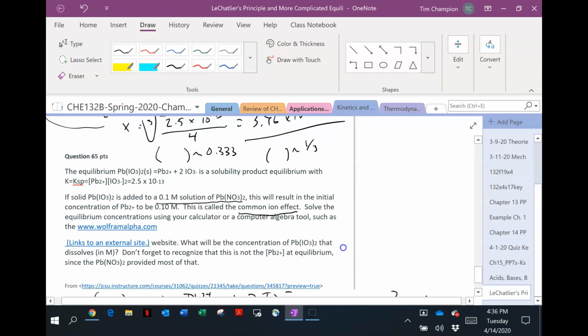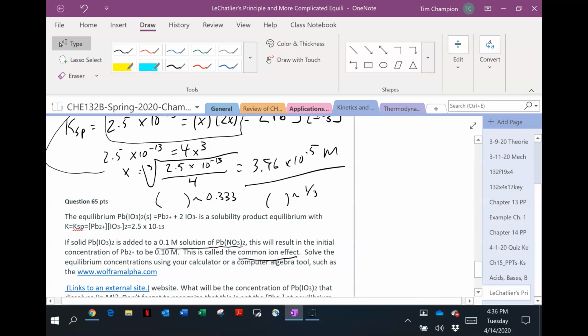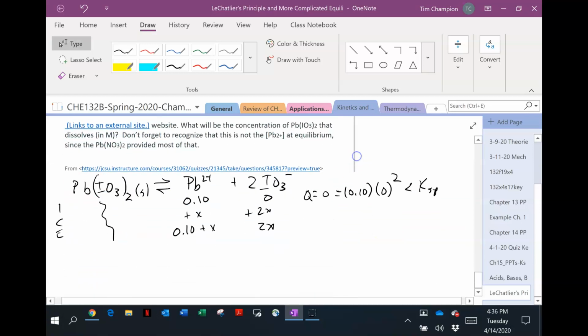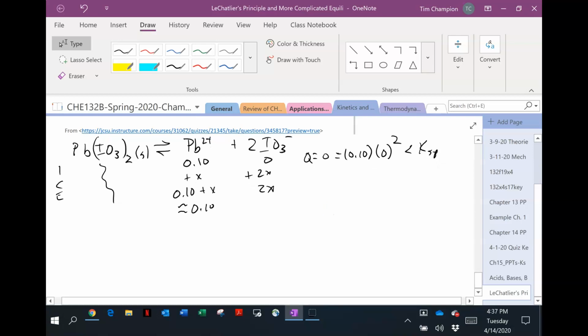Now, if we look back at the solution to our previous problem, X was pretty doggone small compared to 0.1, and our sense tells us that this is going to be even less in this case. So I think it's probably valid to make the approximation that 0.1 plus X is equal to just 0.1. So that's our approximation approach.